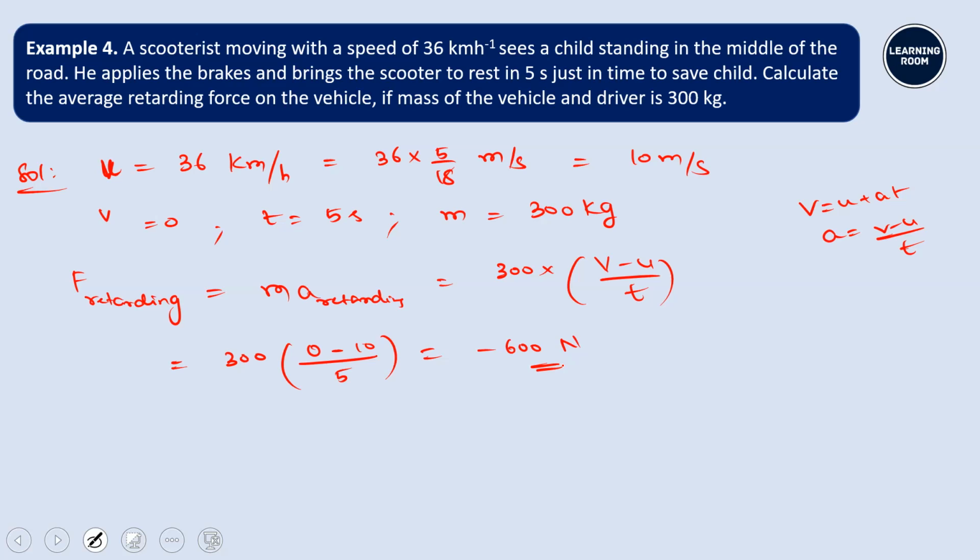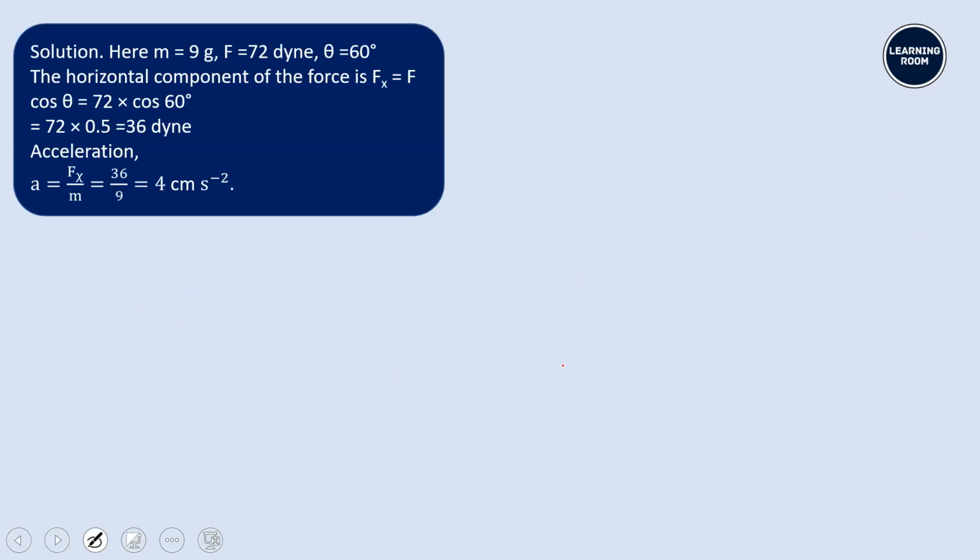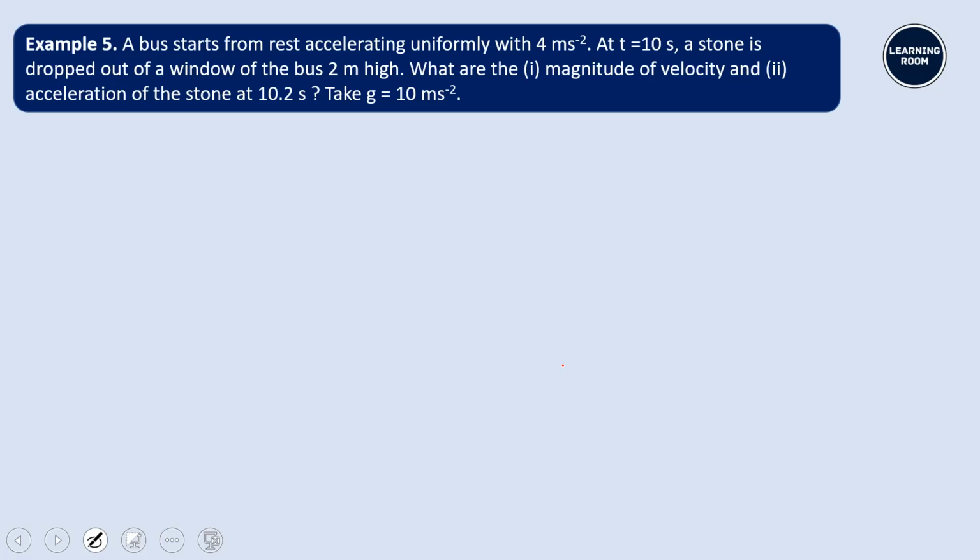So proceed to the next problem. The next problem is a bus starts from rest accelerating uniformly. So here the acceleration is constant. They're saying that the bus is accelerating and the initial velocity is 0. If I start collecting the data, you will see the acceleration is given as 4 meters per second square.